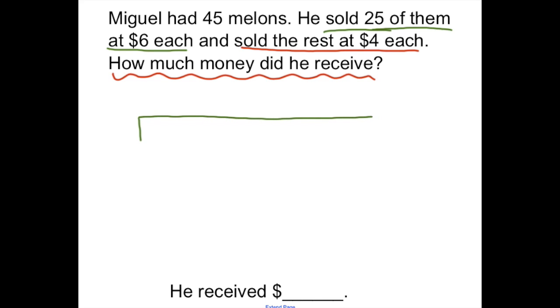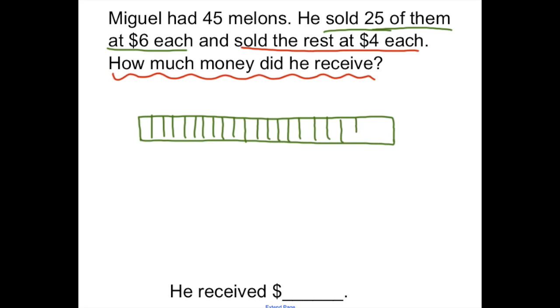So I'm going to draw a bar. And I'm going to split it up. 25 is a big number, so we can just draw several lines to illustrate. There's 25. There's a lot. There's 25 of them. So I know that this is 25 melons that he sells at $6 each.